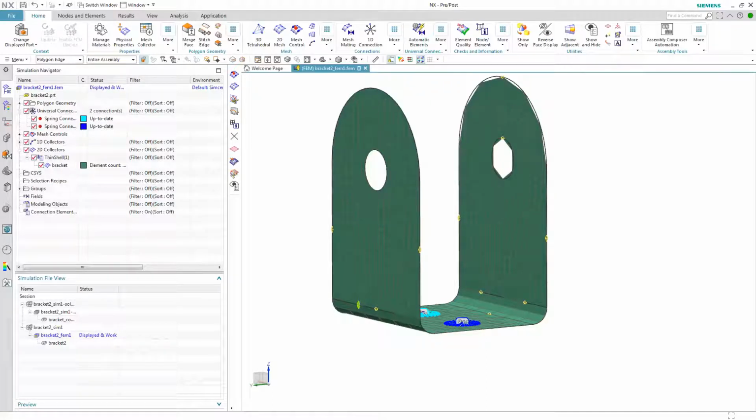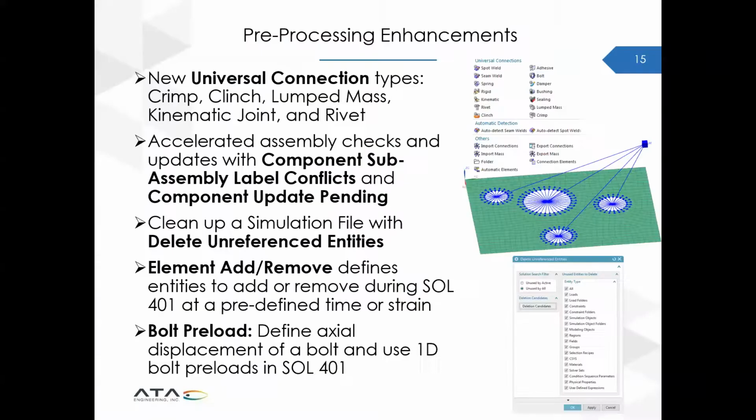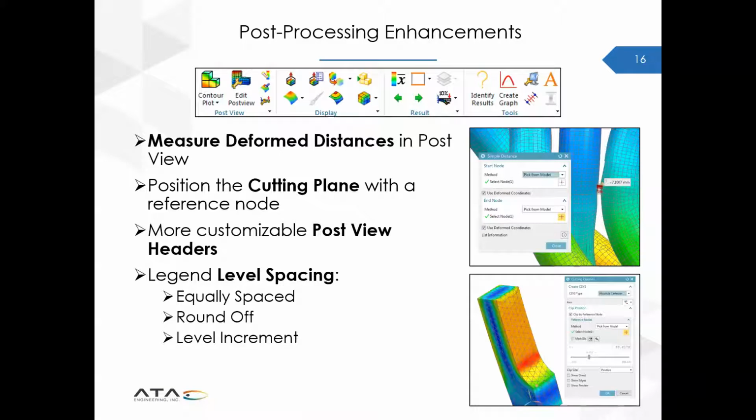I think we're going to jump back into PowerPoint now, and we'll continue on with our post-processing enhancements. Now, first off, I'll point out that the results tab has been reorganized, and there are some new icons up here. So we'll walk through what some of these icons mean when we get back into NX. But before we do that, I want to point out some new capabilities.